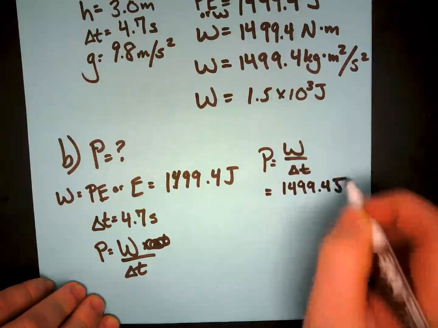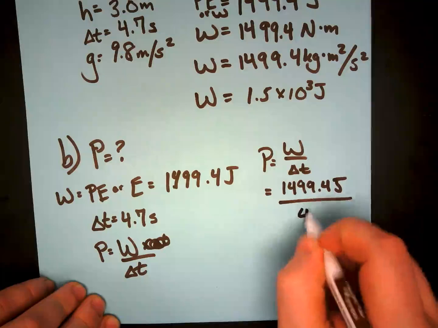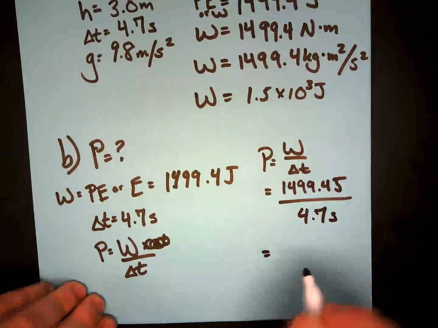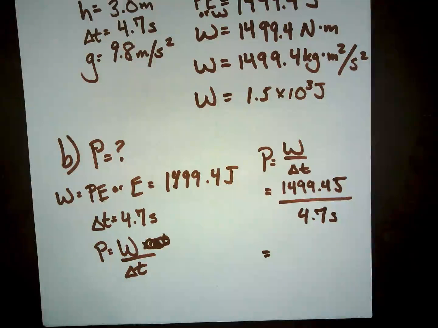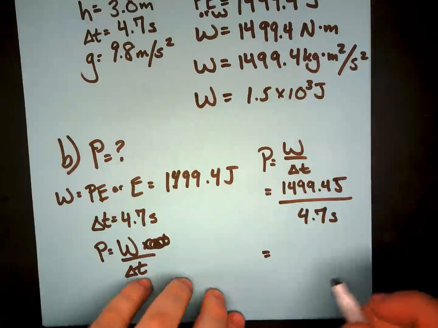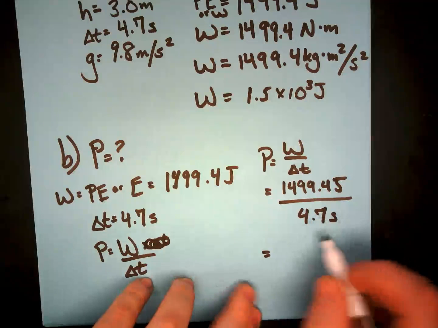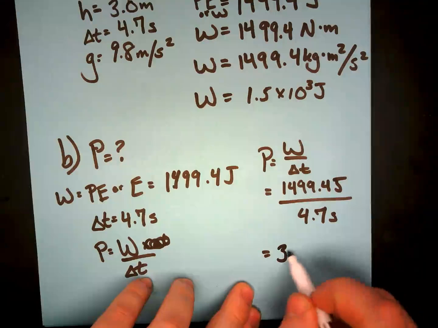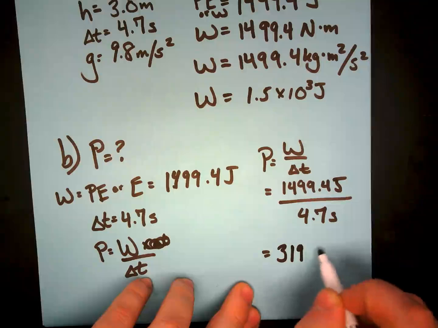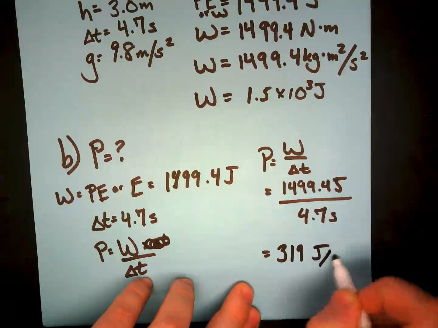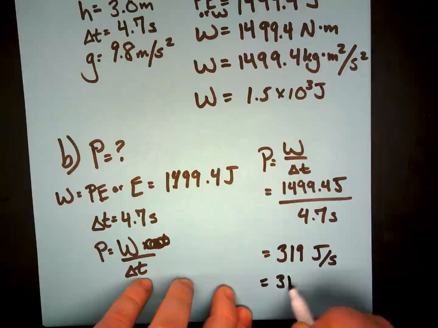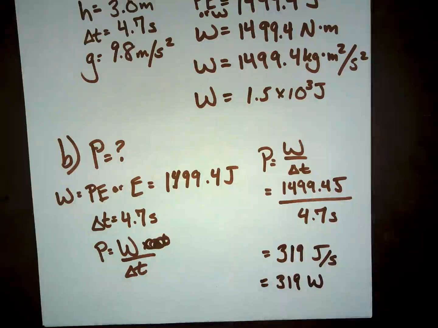That's 1,499.4 joules worth of work over 4.7 seconds, which when we plug into our calculator, 1,499.4 divided by 4.7, should give us roughly 319 joules per second, or 319 watts.